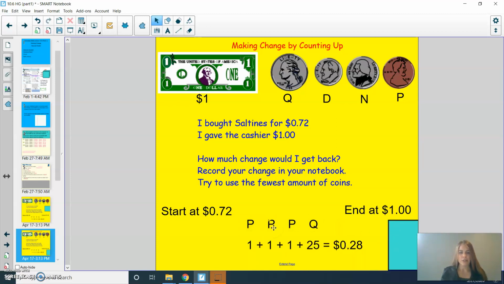If I was at 72 cents and I added up 3 pennies, so 73, 74, 75, I'm at 75 again. I know if I add a quarter, then I would get up to a dollar, giving me change of 28 cents.